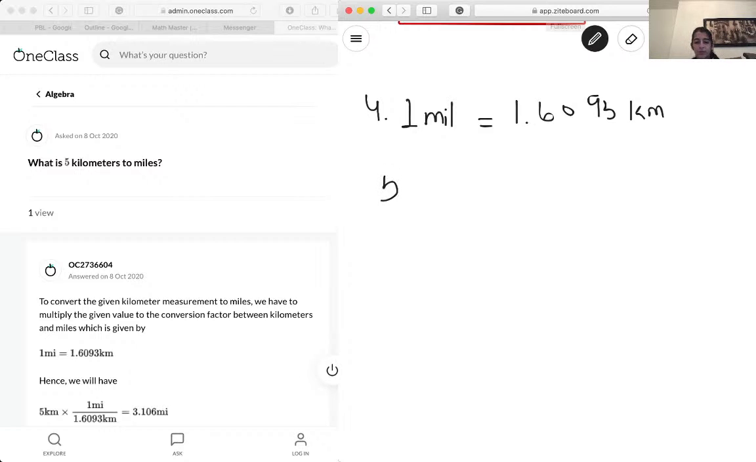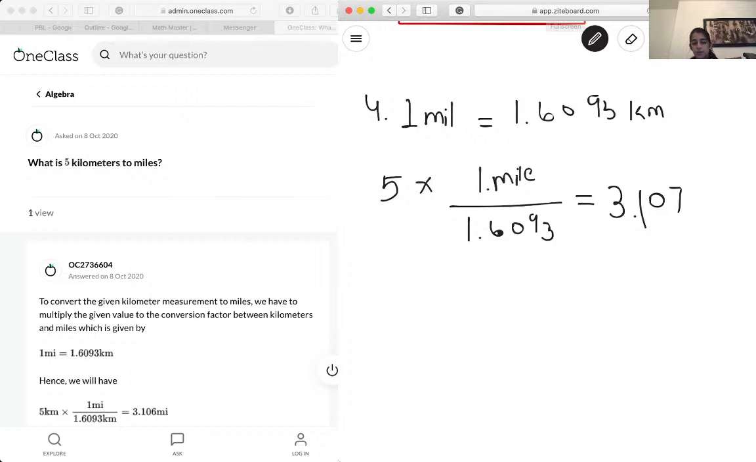So 5 kilometers divided by 1.6093 kilometers per mile, the conversion factor. Once you put this in the calculator, you get 3.1. Again, leave it at 3 decimal places. 3.107 miles. And that is our final answer.